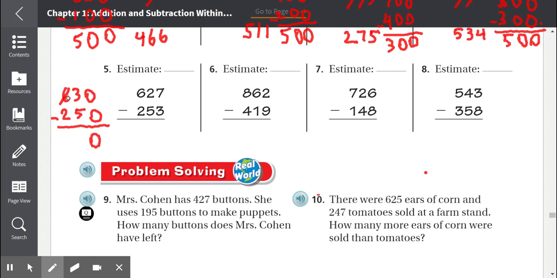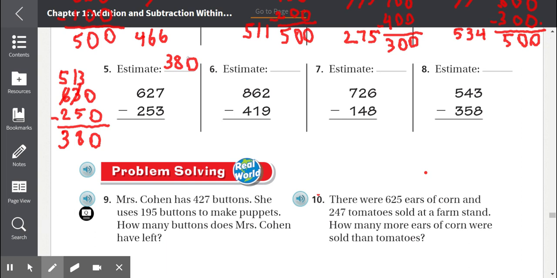We take 1 away from this 6, it becomes a 5. And the 1 that we took away, we put in front of the 3. Now the 3 is a 13. Now 13 minus 5, we can do that. 13 minus 5 is 8. Now we go to the hundreds. It's no longer 6 minus 2. It is 5 minus 2. 5 minus 2 is 3. So our estimate is 380. So our answer should be close to 380.